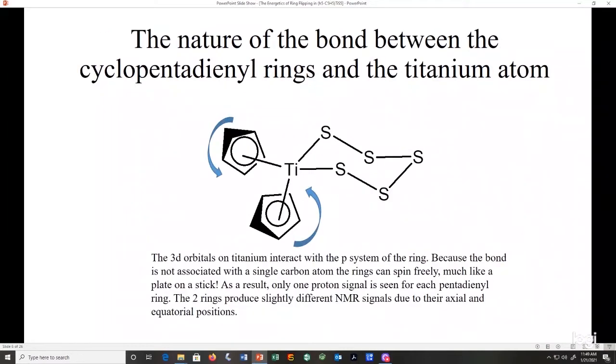The nature of the bond between the cyclopentadienyl rings and the titanium atom: there are 3D orbitals on the titanium atom that can interact with the pi system of the ring. Because the bond is not associated with a single carbon atom, the rings can spin freely, much like a plate on a stick. As a result, only one proton signal is seen for each cyclopentadienyl ring, and the two rings produce slightly different NMR signals due to their axial and equatorial positions.